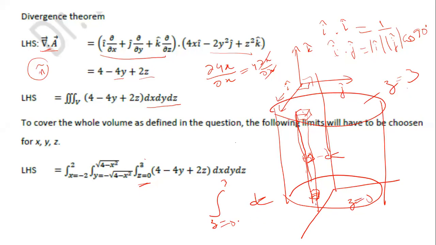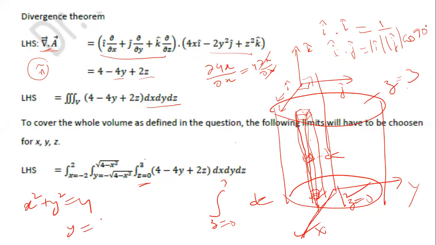So if you perform this z integration, you will now have a rectangular rod, something like this. And now you have to perform integration along x and y. You know that the radius of this circle is 2. So the equation of the circle is x squared plus y squared equals 4. So y equals square root of 4 minus x squared, and when you take a square root, it can be plus or minus.